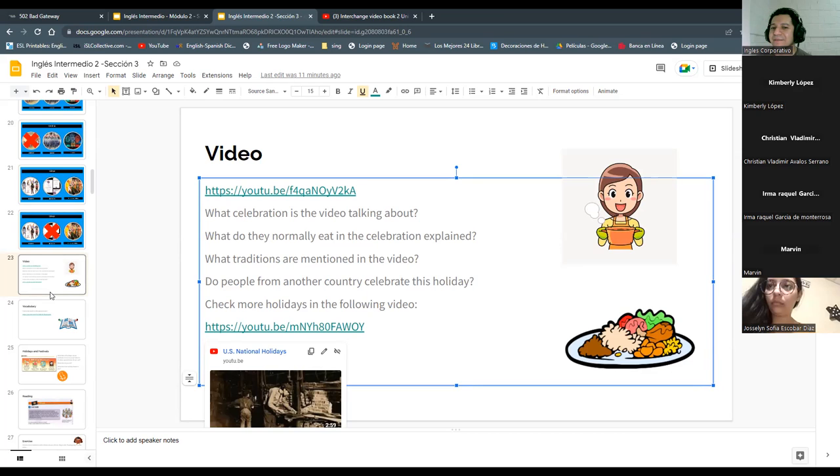The massive assassination of the indigenous in this area. But with the time, the story changed, right?